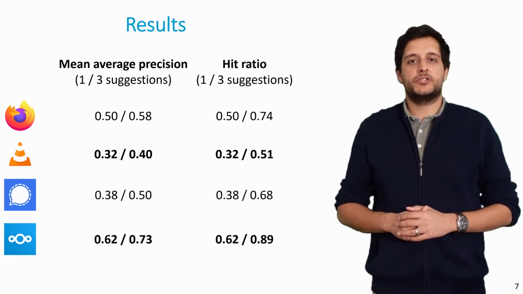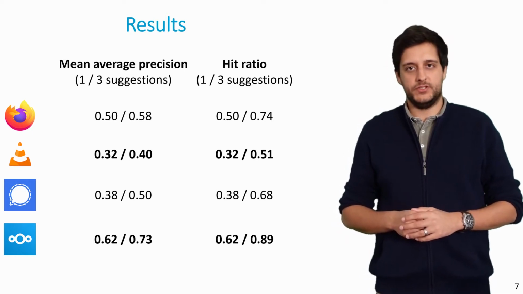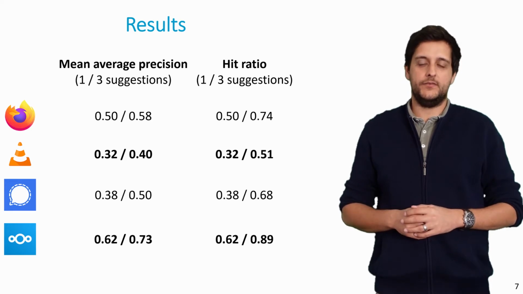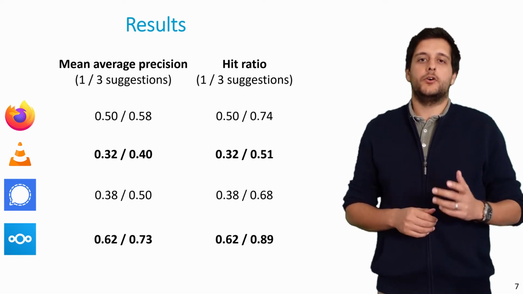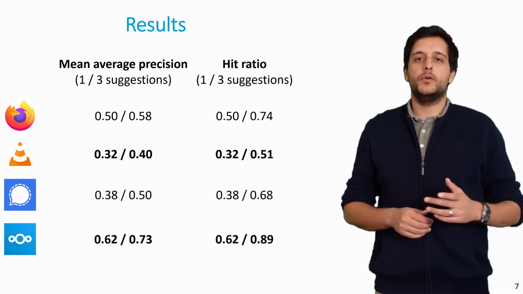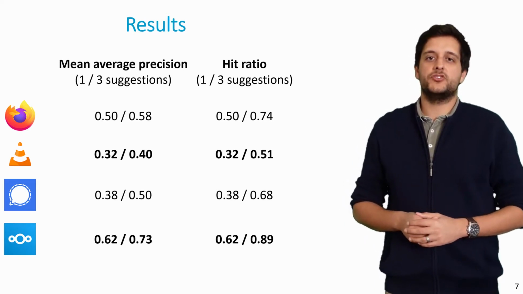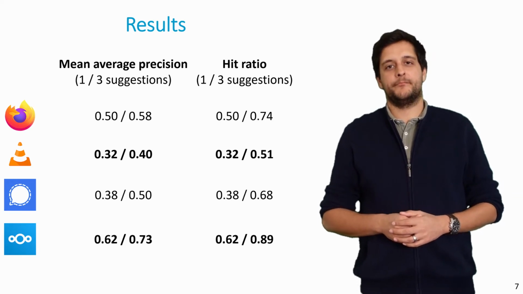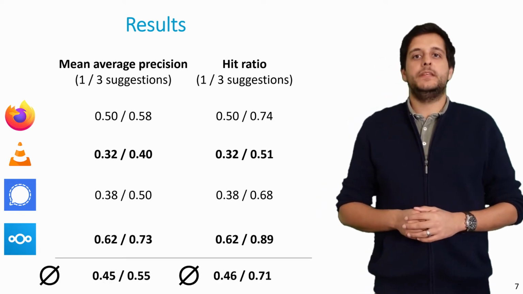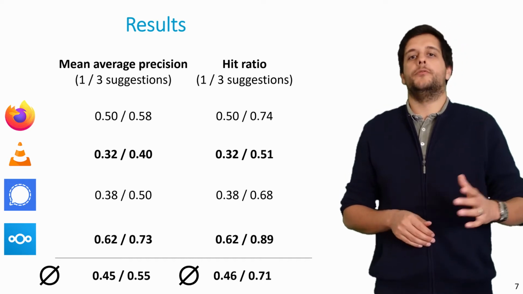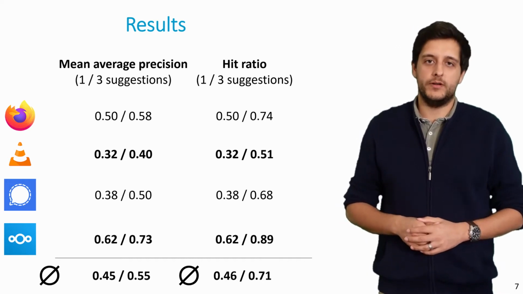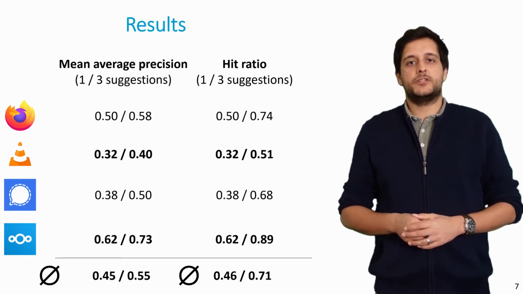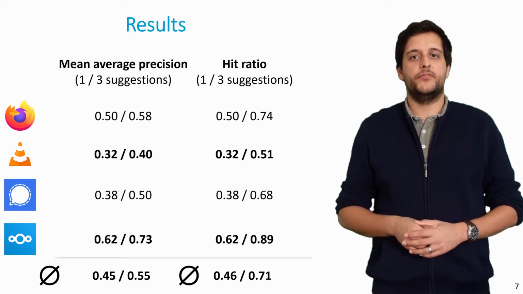We found that DeepMatcher achieved the highest mean average precision of 0.73 and the highest hit ratio of 0.89 for Nextcloud. In contrast, VLC achieved the lowest scores with a mean average precision of 0.4 and a hit ratio of 0.51. Averaged over all apps, DeepMatcher achieved a mean average precision of 0.55 and a hit ratio of 0.71. These results provide evidence that DeepMatcher can find related bug reports for problem reports.